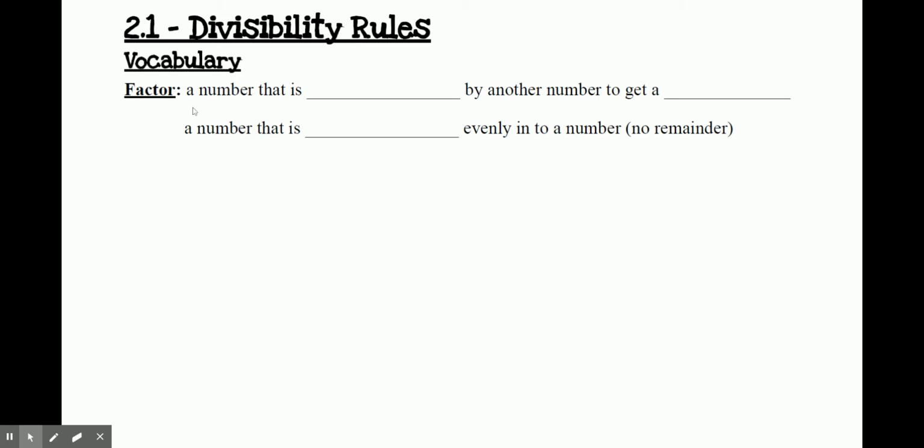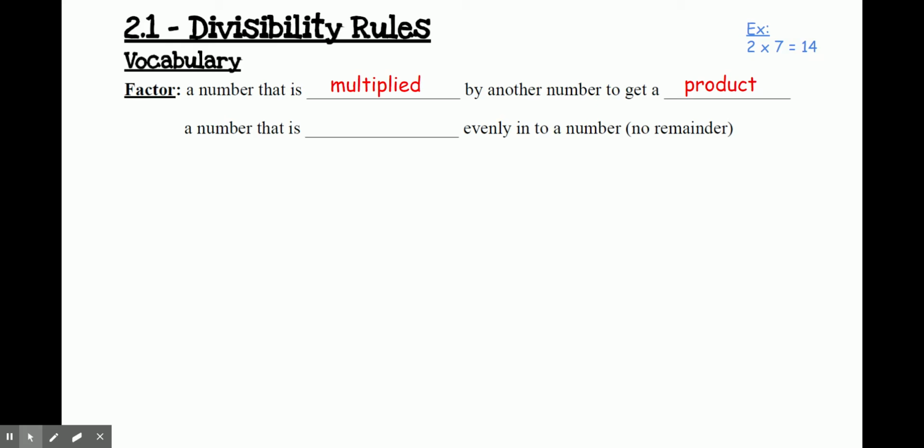Now when I say factor, there are two definitions. A factor is a number that is multiplied by another number to get a product. Now to give you an example, 2 times 7 equals 14. 2 and 7 are both factors. 14 is my product. And a product is just a fancy name for the answer to a multiplication problem.